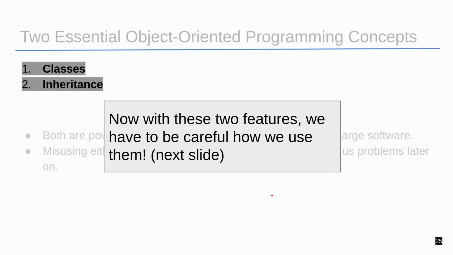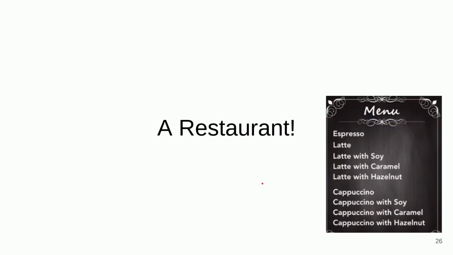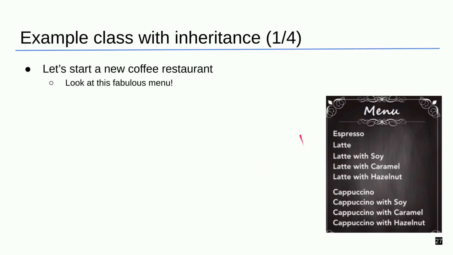Okay, great. So now with these two features, understanding classes and solidifying that, and then the inheritance available in C++, we should see how we can use these features. Here's an example where you're running a restaurant. We can start with a new coffee in this restaurant. We look at this great menu here. We have espressos and lattes, latte with soy, cappuccino. I'm not too much of a coffee drinker, but this stuff still looks good to me.